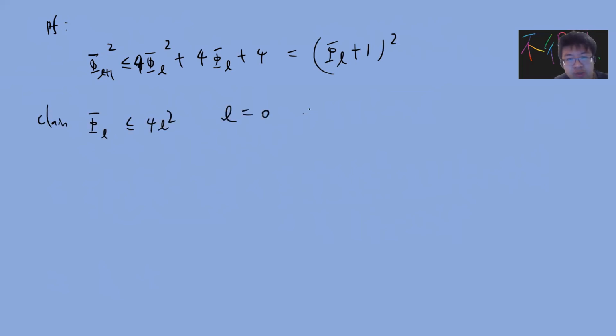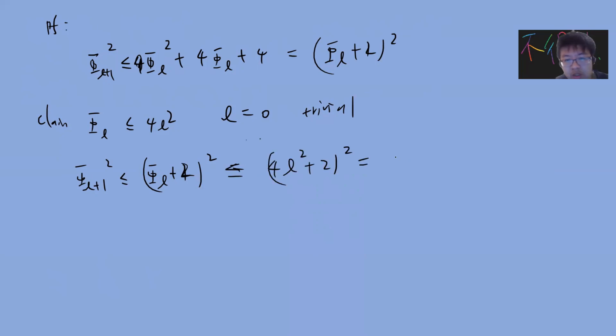For L equals 0 it is trivial. I can prove it by mathematical induction, so I can check that phi L plus 1 is less or equal to the square root of phi L plus 2, squared. It's less or equal to 4L squared plus 2, squared, which is exactly 4 times L plus 1, squared. So hopefully it's true. Yeah, it's true. Okay, so done.